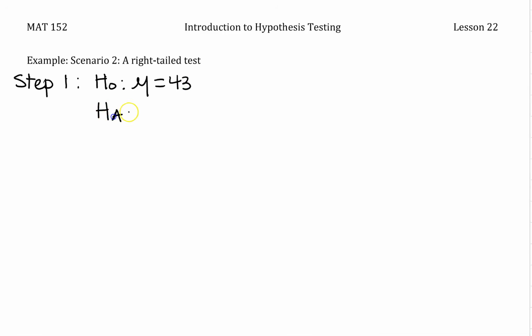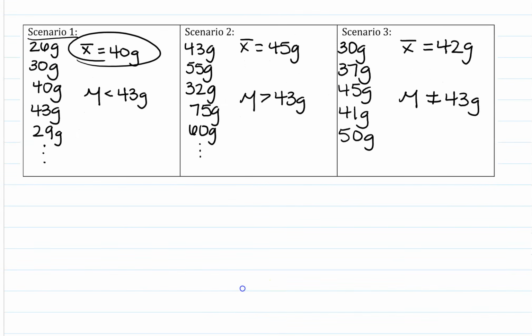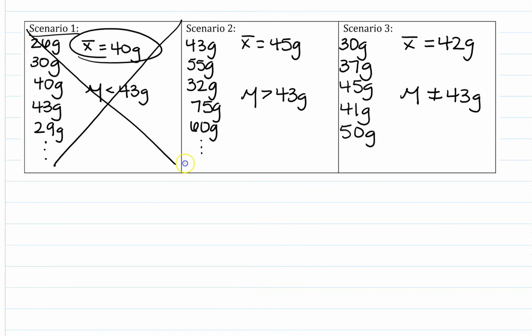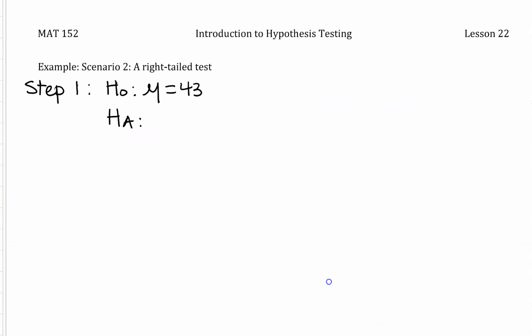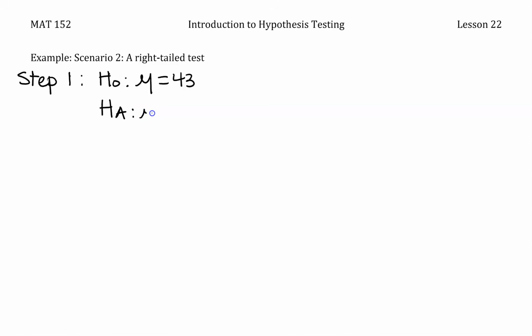However, now the alternative hypothesis, HA, I'm going to scroll over so we can remind ourselves of what was unfolding in scenario 2. This person thought that the population mean was greater than 43 grams. So that is our HA. Our HA is that mu is greater than 43. Remember, the equal sign should always be in H0.